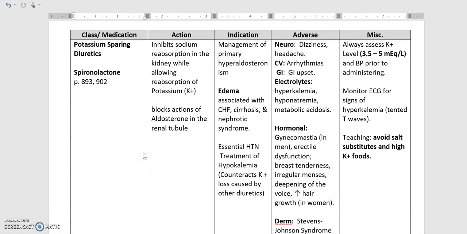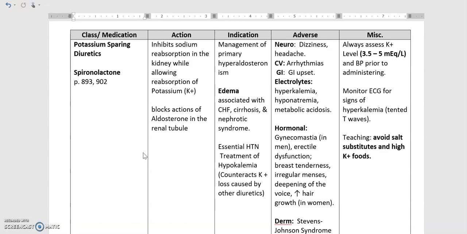Potassium-sparing diuretics are not as powerful as loop diuretics. Patients retain potassium rather than excreting it, and these drugs are used for patients who are at high risk for hypokalemia, those patients who are also taking digoxin or who have cardiac arrhythmias. The example of a potassium-sparing diuretic is spironolactone.